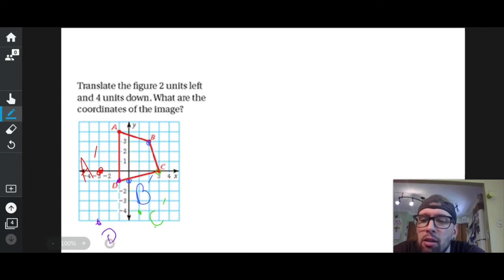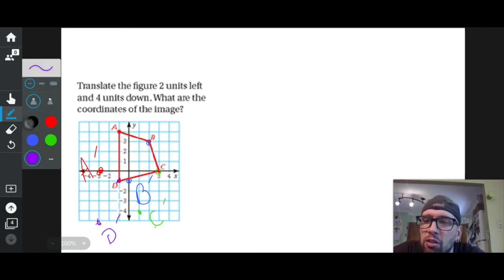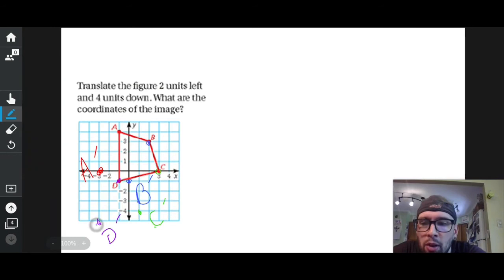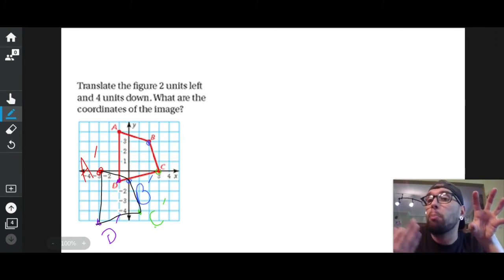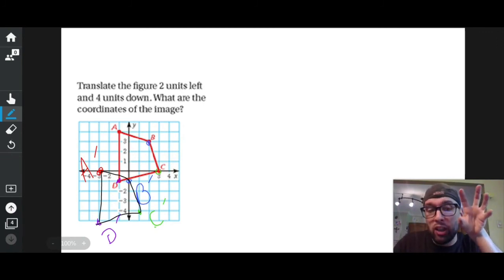Now let me attempt to connect these dots and make it a whole lot better than the last one that I did. I'll take it. So really, again, all I did was take that red image, or I guess I should call it pre-image because it's not my answer, that red shape, and moved it over and down.